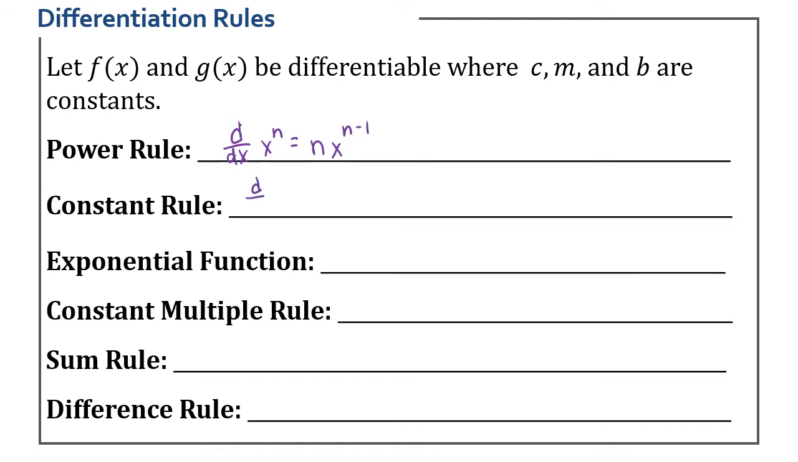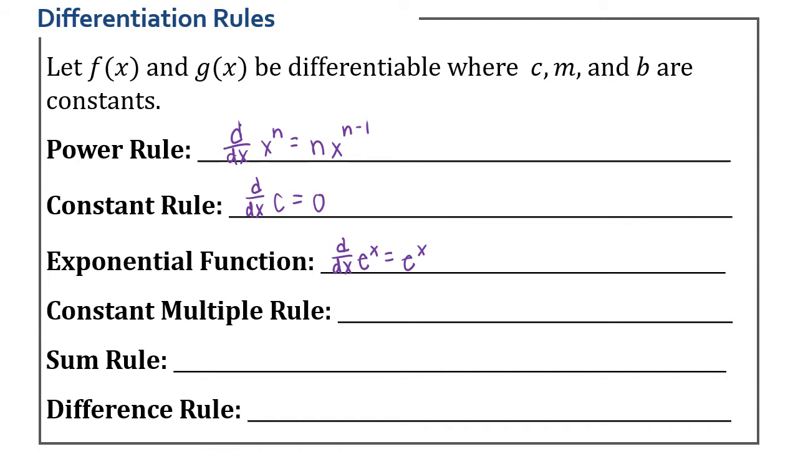The constant rule, so if you take the derivative of a constant, oops, I was getting ahead of myself there, it is just 0. All right, let's learn some new ones. So the derivative of an exponential function. So d over dx of e to the x is just e to the x.